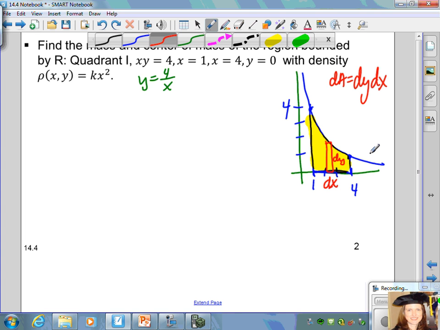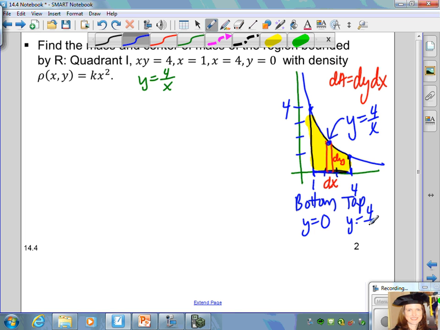We want to find the bounds for y. So we want to look at the bottom of that rectangle. What does y equal? Y equals 0 on the bottom of that rectangle. We want to look at the top of that rectangle. The top of that rectangle is this graph, which is y equals 4 over x. That's going to be our upper bound for y.